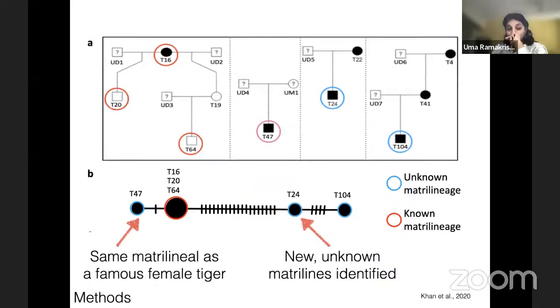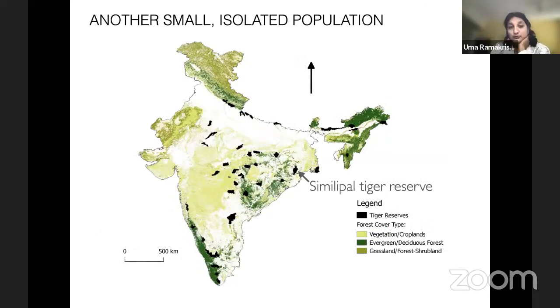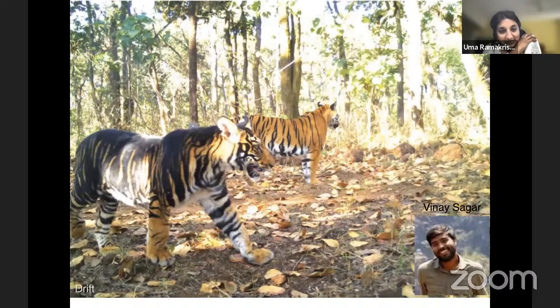So I'm going to talk to you very quickly, since I'm running out of time, about Simlipal Tiger Reserve, another isolated population. So what's fascinating about Simlipal Tiger Reserve is that they have these really beautiful pseudo-melanistic tigers. Why do I say pseudo-melanistic? Because they're not completely black, right? They're sort of black, like someone dropped some black paint on them.